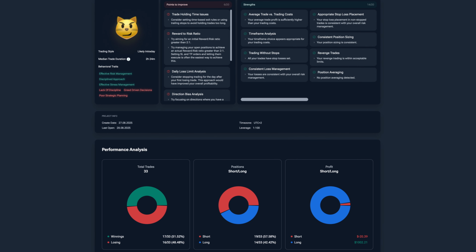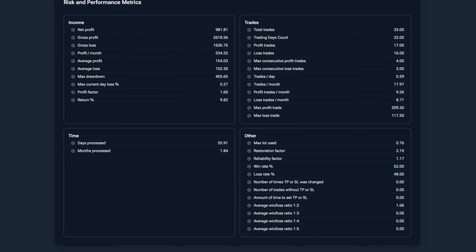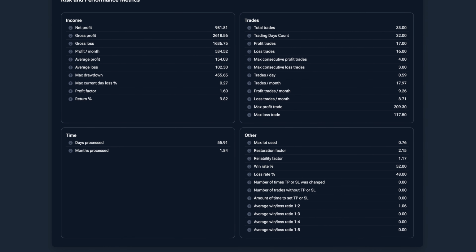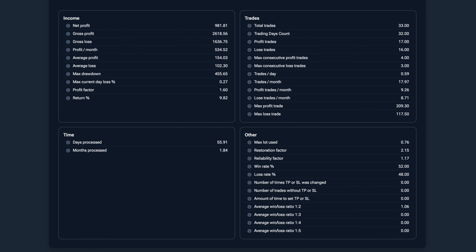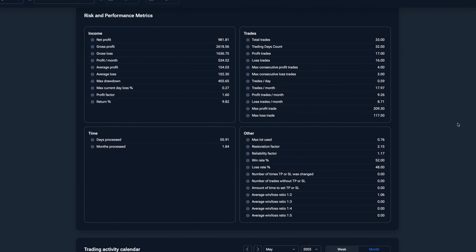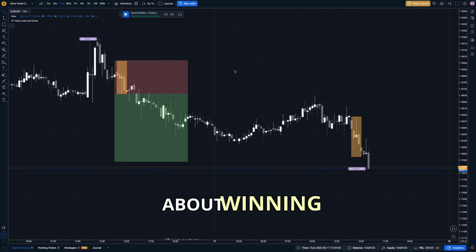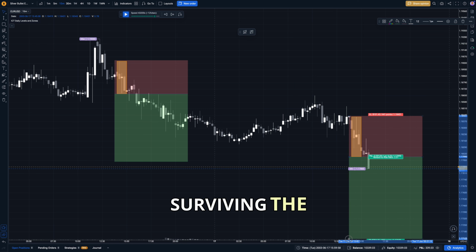Silver Bullet testing showed potential when applied precisely. But this is a small sample on one pair. Real validation requires years of backtesting across market cycles, instruments, and conditions. Consistency isn't about winning every trade, it's about surviving the dumb ones.